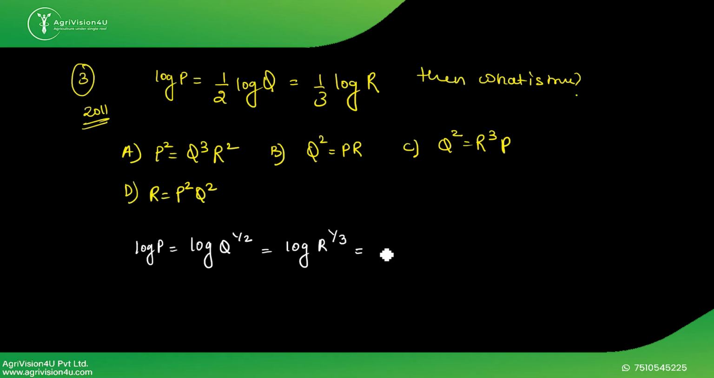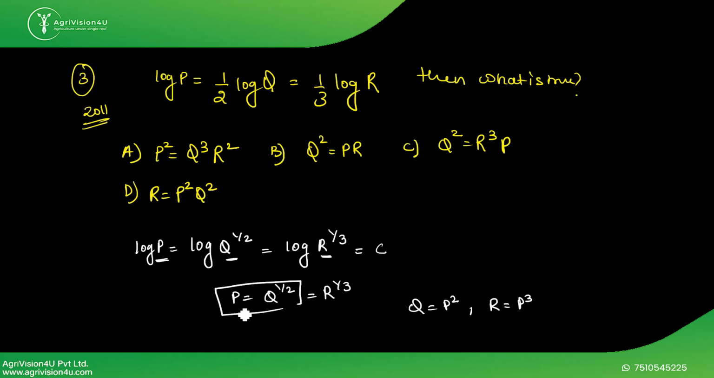Is equals to some constant you can take, or we can ignore this also. ठीक है, हम लिख देते हैं constant c. So it means that if I compare this, this should be equals to this, and this should be equals to this. It means P can be equated to Q to the power 1 by 2 and R to the power 1 by 3. Or I can say this, Q is equals to P square and R is equals to P cube. From this equation you can write the relation between P and Q, और इसी relation से you can also find the relation between P and R, है ना? So you can rewrite this in this way.